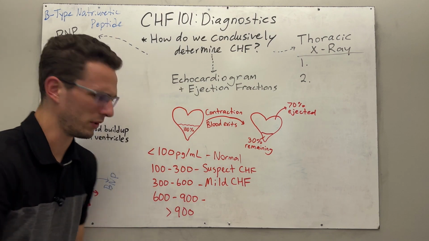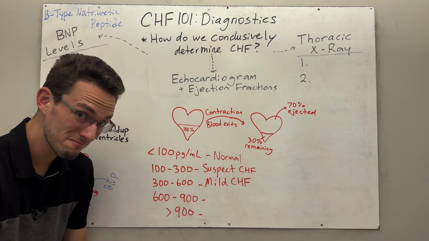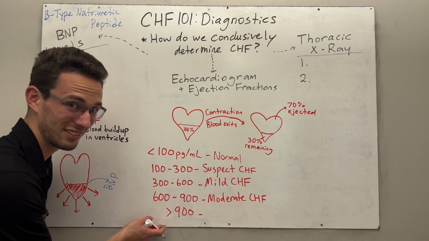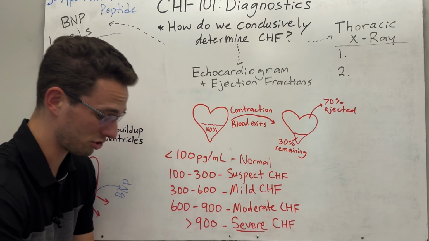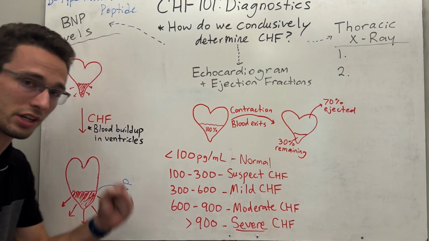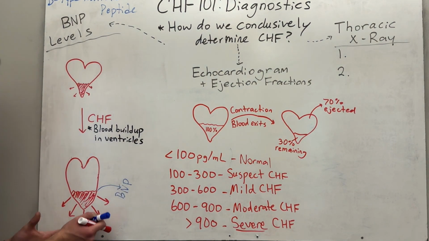And you people are smart. What do you think I'm going to say next? Well, likely the 600 to 900 is obviously moderate CHF, and then above 900, that's when it's severe, okay? So obviously, depending on the patient, wherever the levels are, this is a very conclusive way to figure out if you have heart failure due to the ventricles stretching more and more and more, making more of this BNP.